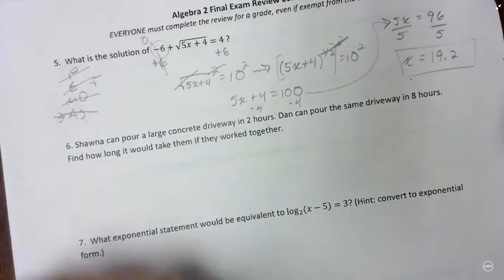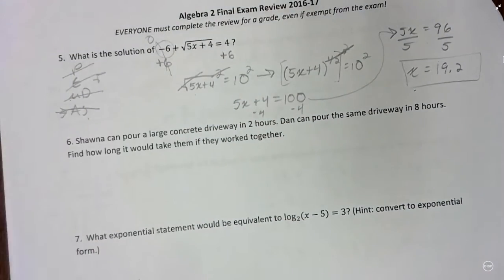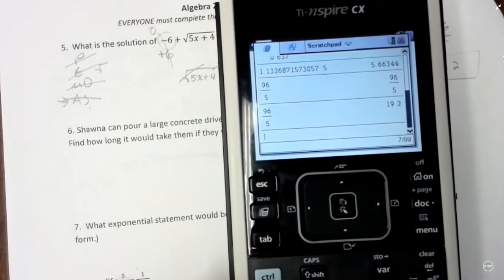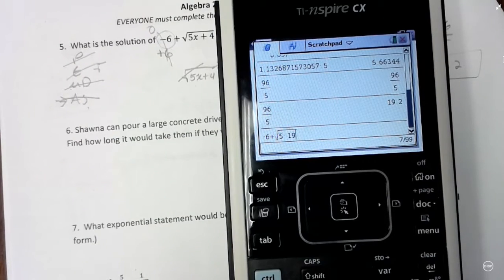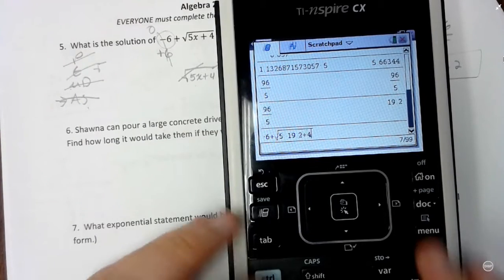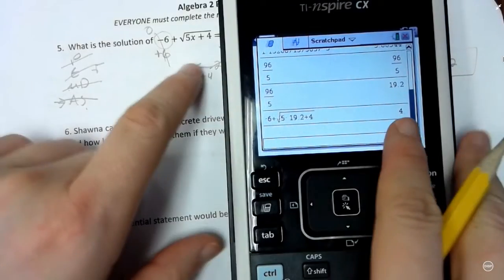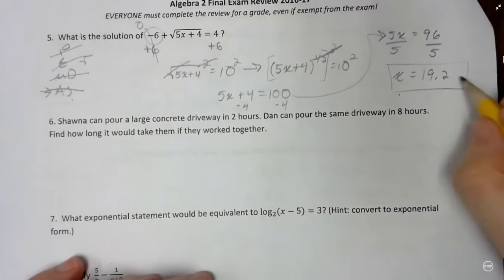Now you do want to go back and check. So plug it back in and make sure it's not extraneous. So I'm going to type -6 plus the square root of 5 times 19.2 plus 4. And make sure you get 4, which you do. So it is an actual solution. It's not extraneous. Yay.